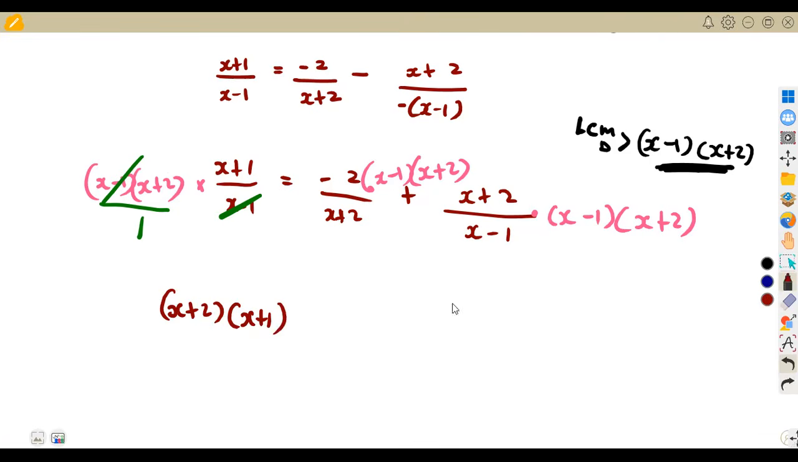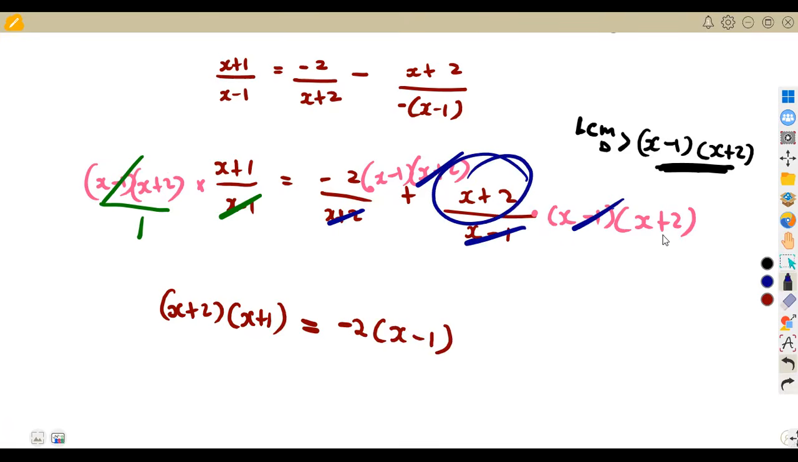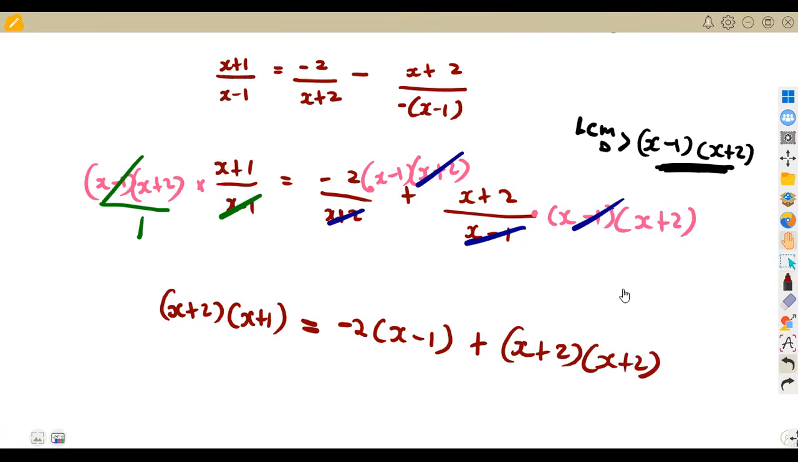This whole part is equal to, you do the same thing. The bracket of x plus 2 and the bracket of x plus 2, they do cancel. So we are going to be left with negative 2 and x minus 1. So this will be negative 2 into x minus 1. We do the same thing on this part. The x minus 1 and the x minus 1 do cancel. You are left with x plus 2 and x plus 2. And remember that x plus 2 and x plus 2 simply means x plus 2 squared. So we've got x plus 2 into x plus 2, or just x plus 2 squared.